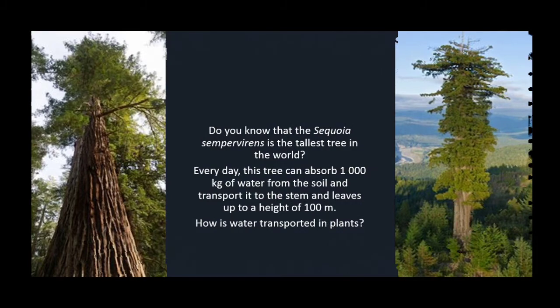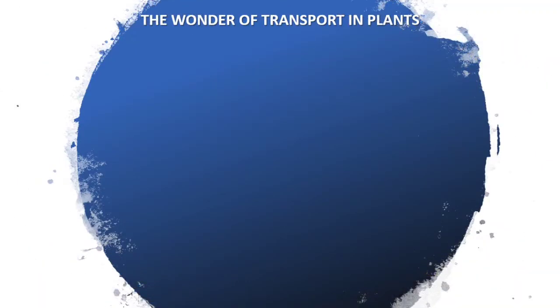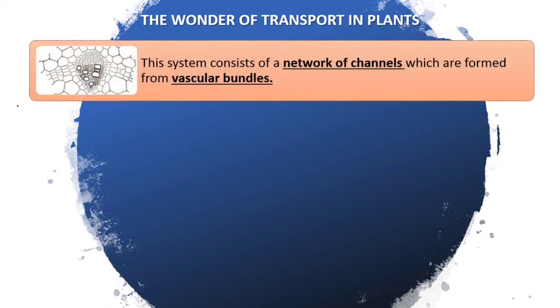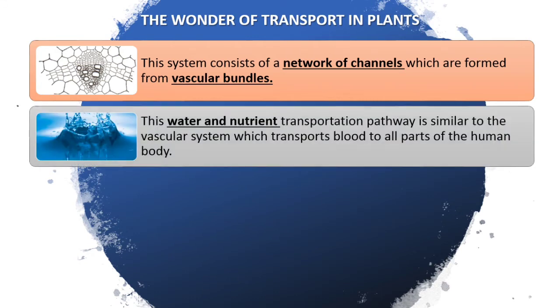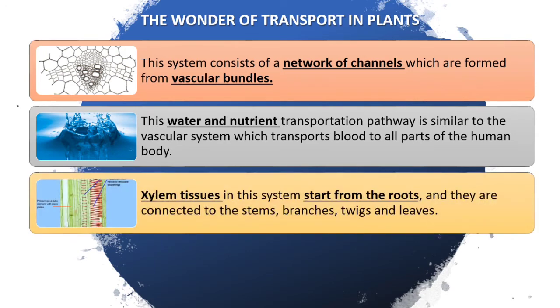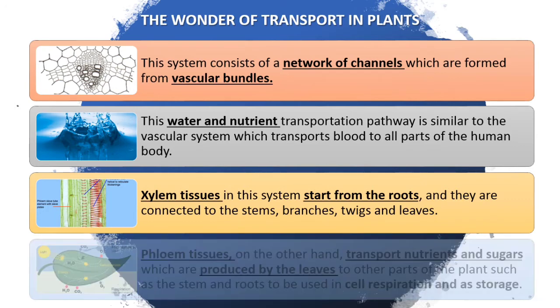It's amazing. So the wonder of the transport in plants: the system consists of a network of channels which are formed from vascular bundles. This water and nutrient transportation pathway is similar to the vascular system, which transports blood to all parts of the human body. Xylem tissue is the system that starts from the roots and is connected to the stem, branches, twigs and leaves.